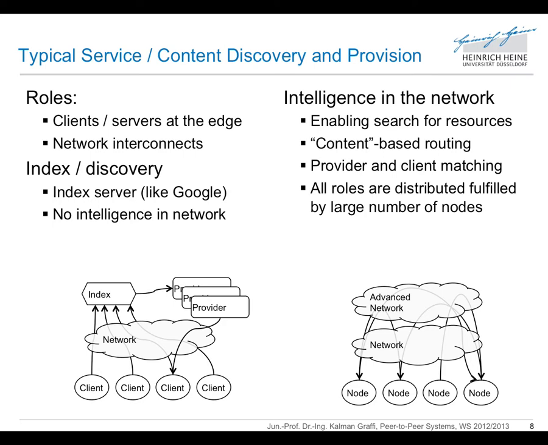So what you see is all the providers are mapped then to the nodes. The nodes are the providers, and also the indexing and the assignment where I find the content is done in this advanced network. But this advanced network is also consisting of the nodes. So we just have at the end nodes or peers.